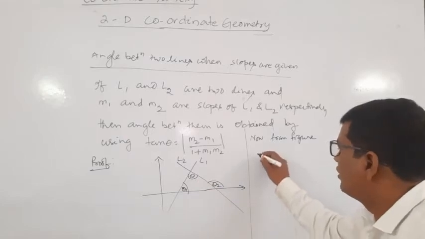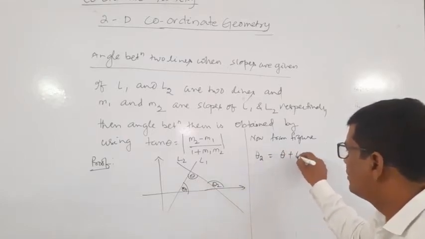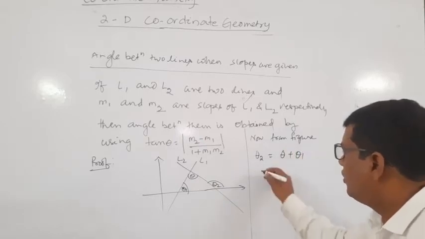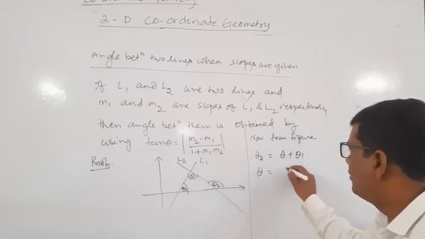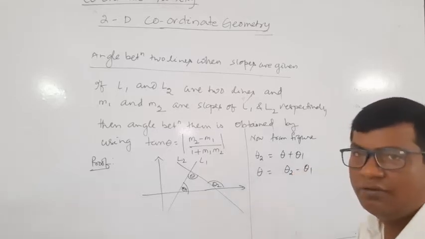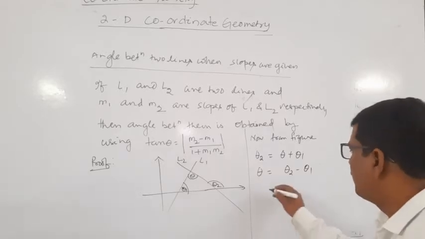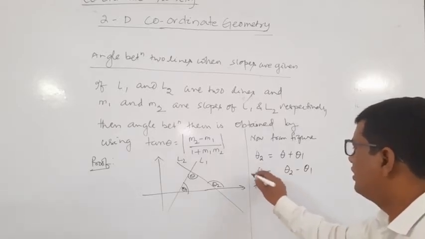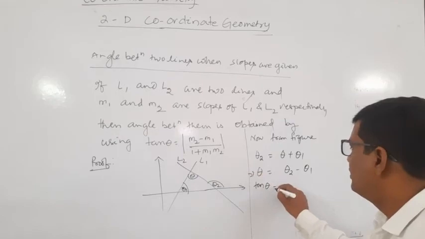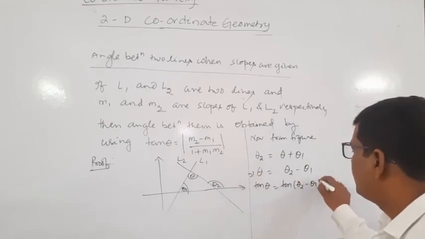From the figure, theta 2 is equal to theta plus theta 1, or theta is equal to theta 2 minus theta 1. Now taking tan on both sides, tan theta is equal to tan of theta 2 minus theta 1.